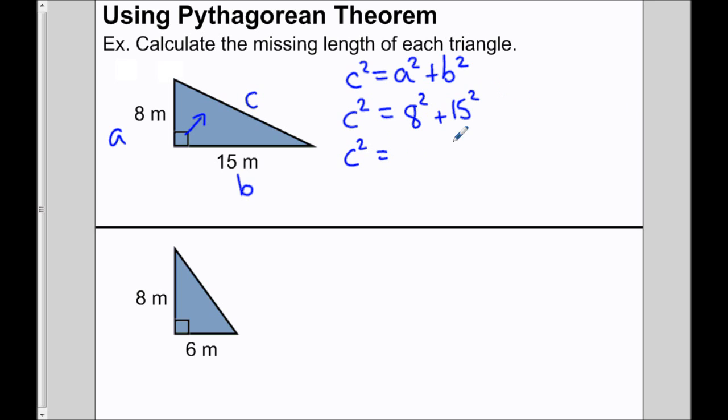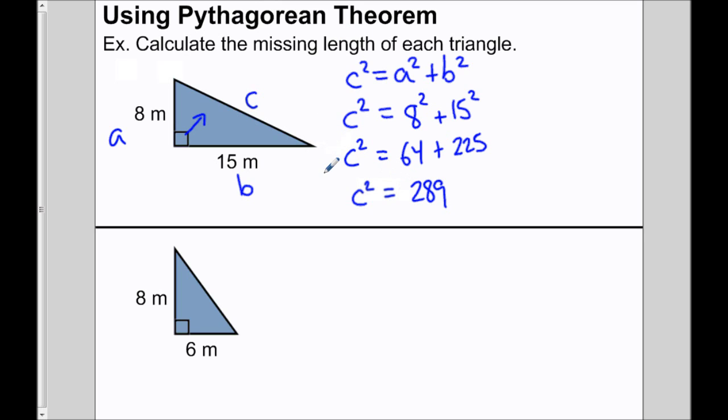So C squared is equal to, now 8 squared, that basically is finding out the area of that invisible imaginary square, which is made up of the side of that triangle. So 8 squared is the same thing as 8 times 8, which is 64. And 15 squared, well, that's the area of that invisible square as well. So that's 15 times 15, which is 225. So C squared now is equal to 64 plus 225, which is 289. So that's the area of that square that is made up of the hypotenuse.